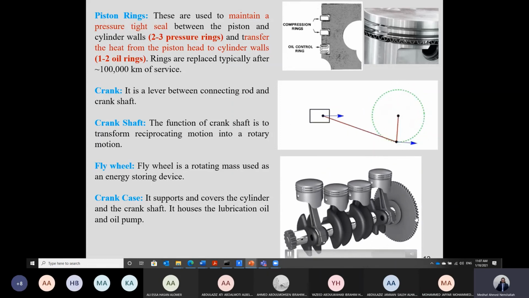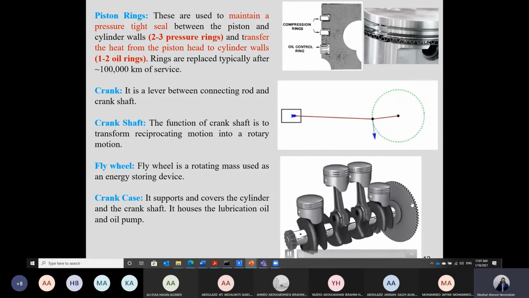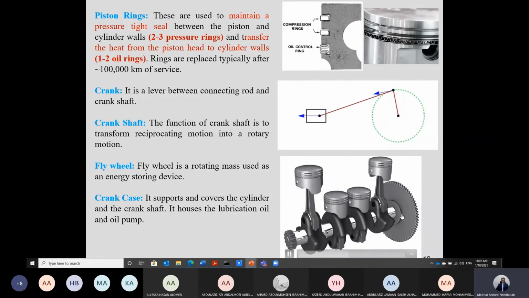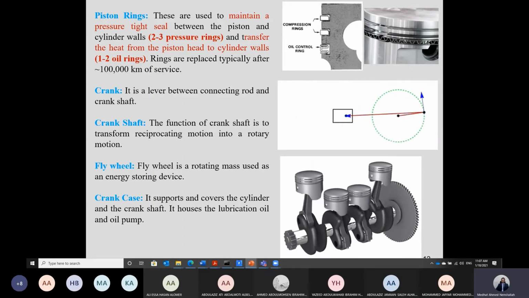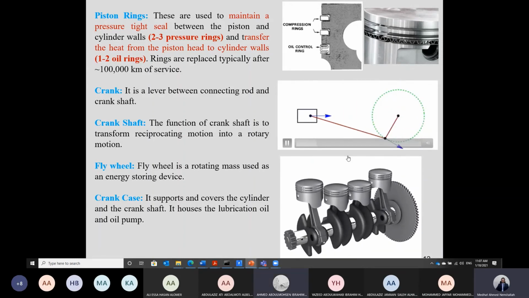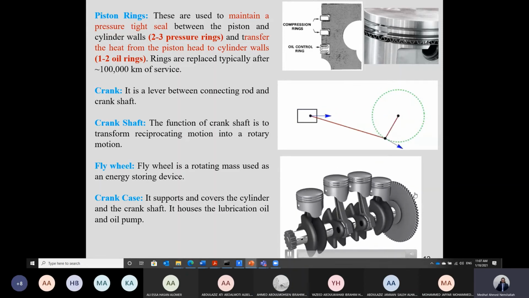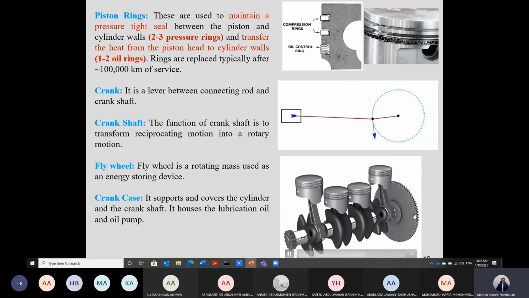Okay, what is this part, يا شباب? What is this wheel? What is the function of this wheel? It is a flywheel. What is its function? To crank the engine. Flywheel, يا شباب, is used to store the energy.